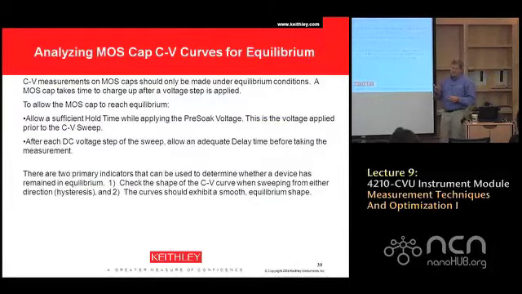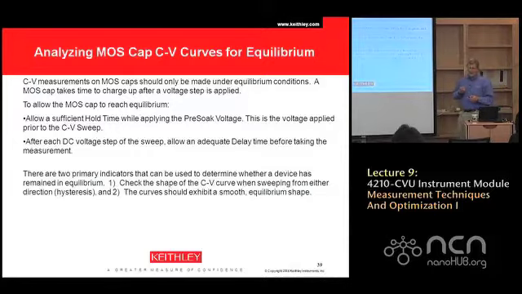Now, if you're measuring MOS capacitors, and we use standard silicon dioxide MOS capacitors for our examples, for one thing, they're very well understood. So if you want to determine equilibrium on your MOS capacitor, and this is important if you're, for example, doing doping profile, you need to make all your measurements under equilibrium conditions. You have to allow time for the MOS capacitor to reach equilibrium condition, both sufficient hold time and sampling time. That's the time between measurements. So there's two primary indicators that we use to determine whether the device has reached equilibrium. One, you check the shape of the CV curve.